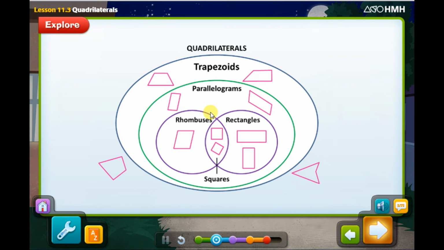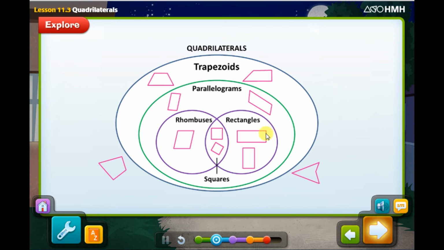Okay, so let's recap it again. The Venn diagram speaks about all types of quadrilaterals. Inside the types of quadrilaterals, there are the trapezoids. Okay, so this is the biggest form of quadrilaterals. Inside trapezoids, there are parallelograms. Parallelograms have two pairs of parallel sides. Inside the parallelograms, there are rectangles and rhombuses.